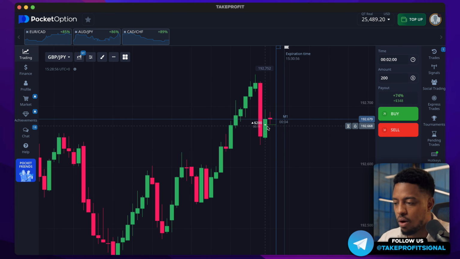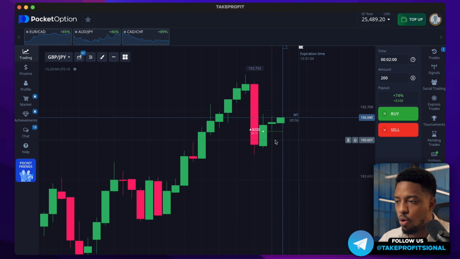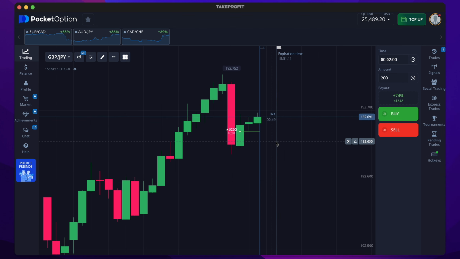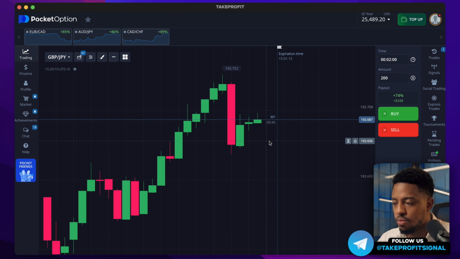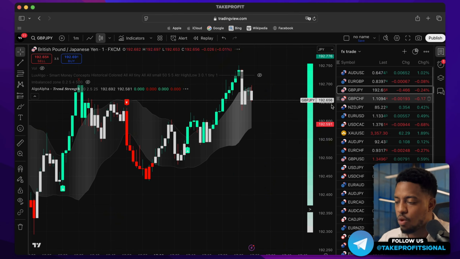Let's go back to the pair on which we have a trade open on Pocket Option. In 15 seconds, this trade will close, and I will explain why I opened it here for 2 minutes and exactly on the upside. 3, 2, 1, and $316 we make. Let's go back to this chart.